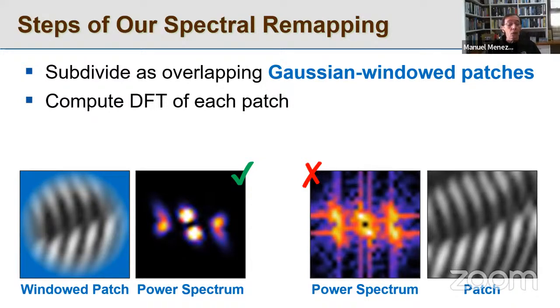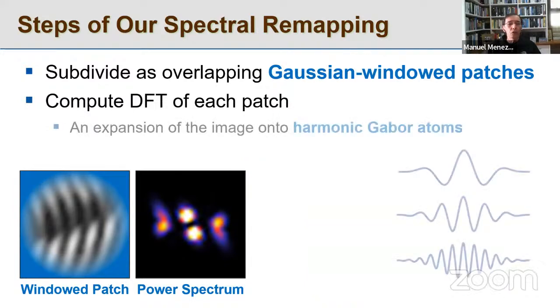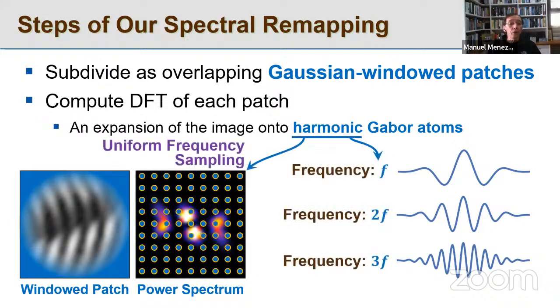As we do this, we obtain a much, much cleaner spectrum, in which it will be much easier to identify the frequencies we are interested in. But as we multiply by this Gaussian window, we are in fact creating the conditions to obtain an image decomposition into a set of harmonic Gabor atoms. They are represented here in 1D, but in fact they would be two-dimensional ones. And so we end up having, as you observe in this spectrum here, a harmonic decomposition where those Gabor atoms would be integer multiples of a fundamental frequency.